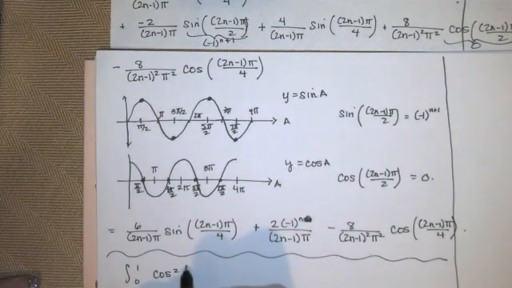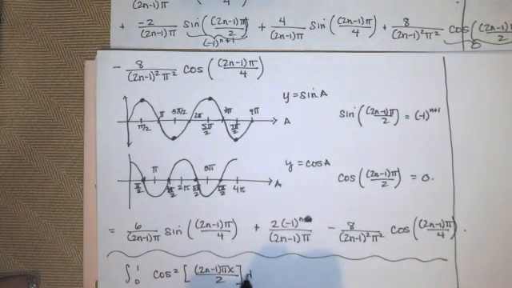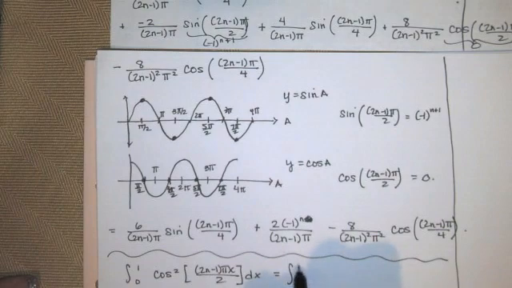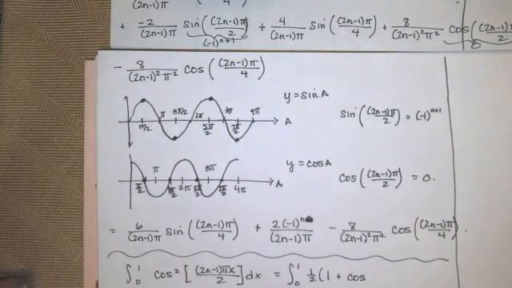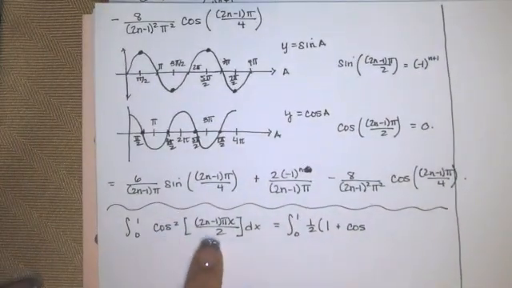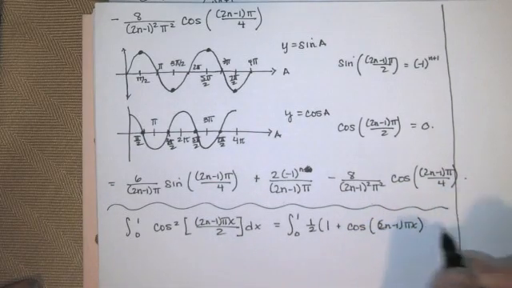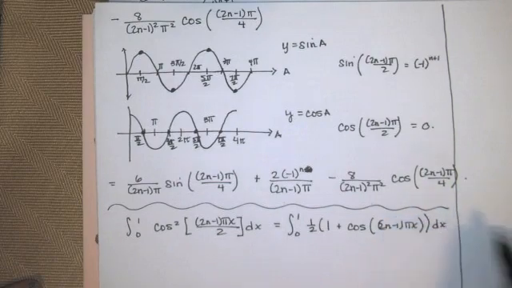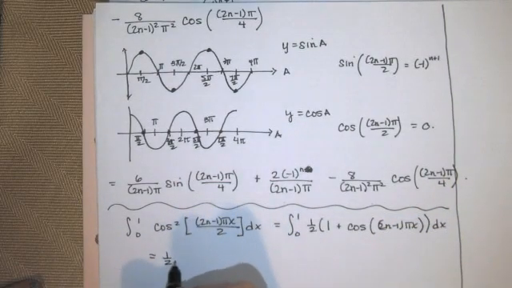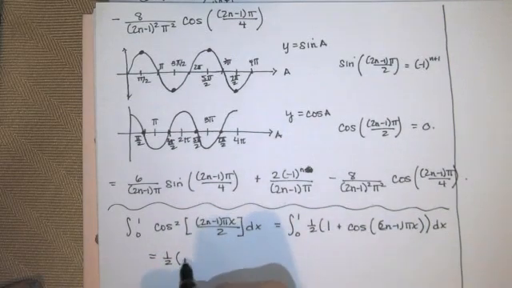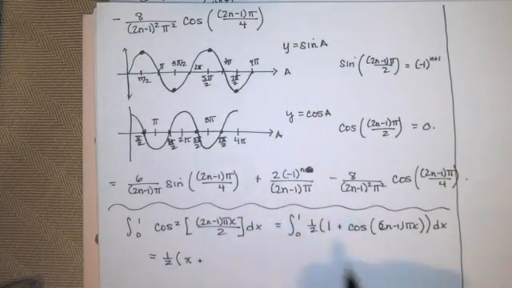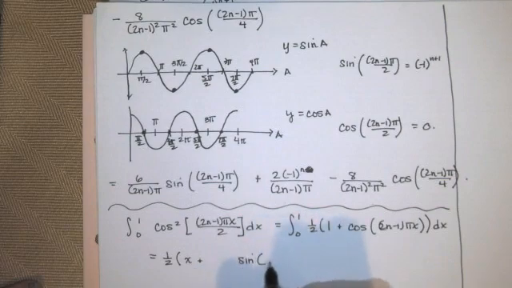It's easy enough to use a power reducing formula from calculus 2, so we'll do that. Cosine squared of an angle is 1/2 of 1 plus cosine of double that angle. So if I multiply this angle by 2, that 2 will reduce, and I'll have cosine of odd multiples of pi x. All right, so I've got 1/2 times the antiderivative of 1 with respect to x, which is just x, and the antiderivative of cosine is sine.